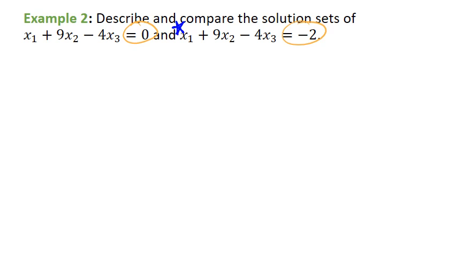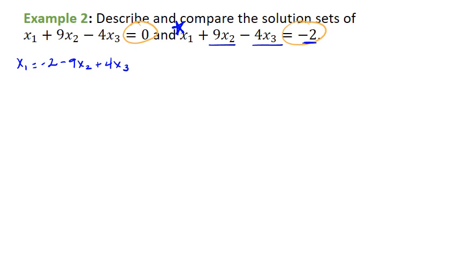So first I'm going to start with the second equation, and I'm going to solve it for the basic variable, which is x1. It's where the pivot is. So if I take this and I solve that for x1, I have x1 equals -2 minus 9x2 plus 4x3.